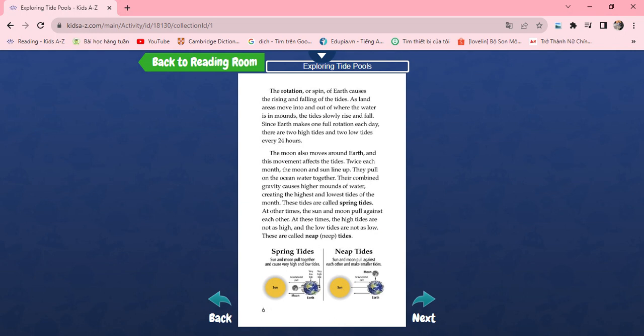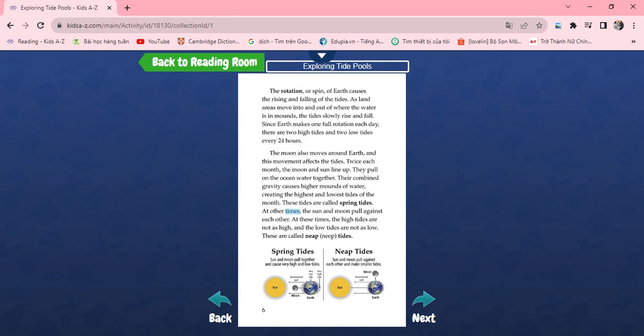The moon also moves around Earth, and this movement affects the tides. Twice each month, the moon and the sun line up. They pull on the ocean water together. Their combined gravity causes higher amounts of water, creating the highest and lowest tides of the month. These are called spring tides.